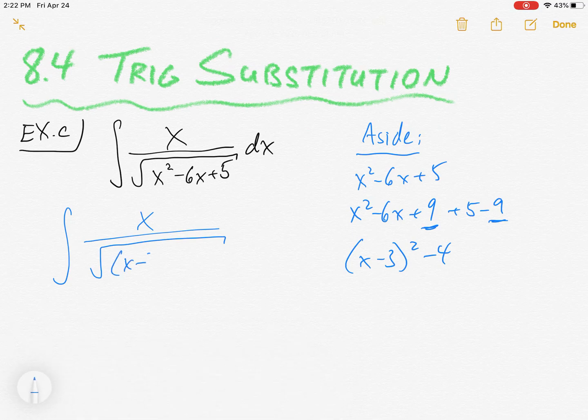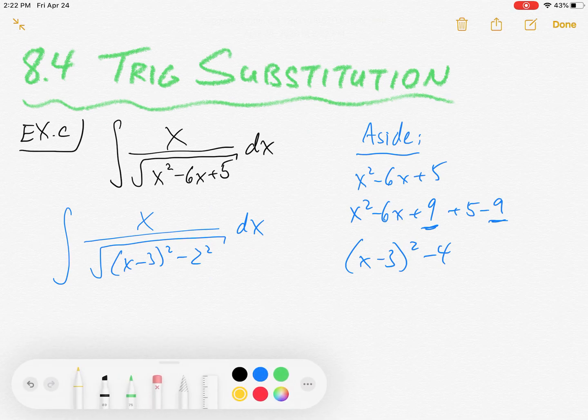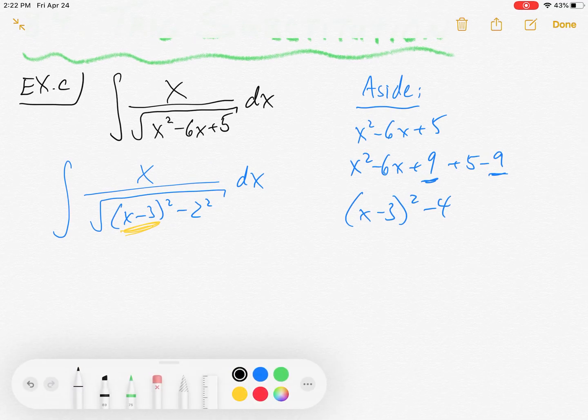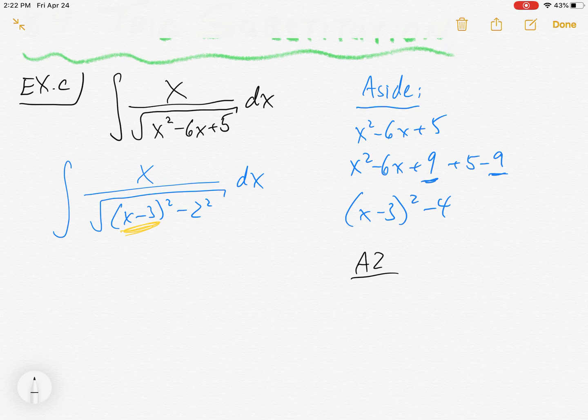So I could rewrite this. I guess I will erase those. So we'll write this as x minus 3 quantity squared, and let's just call this 2 squared, dx. So now it looks a bit more like what we were wanting, but I still want a u there. I don't want x minus 3, so we are going to need to do another substitution. Let's just do a simple let u be x minus 3, and then du would just be dx.